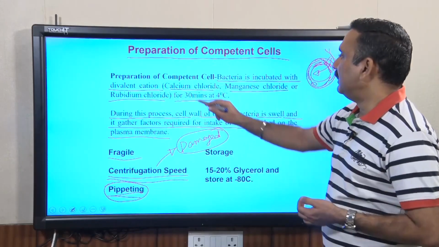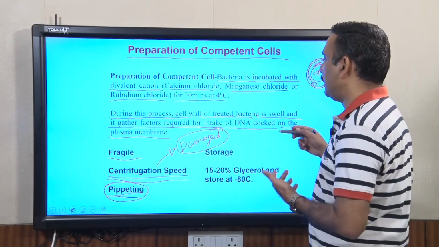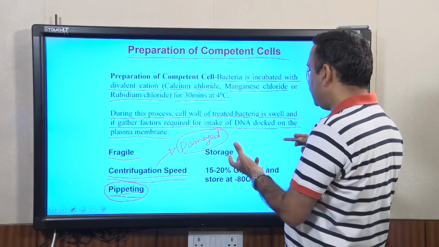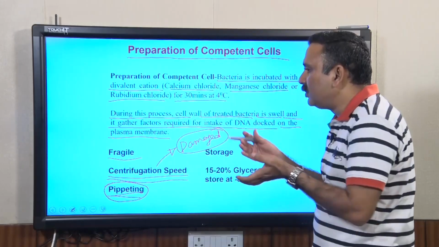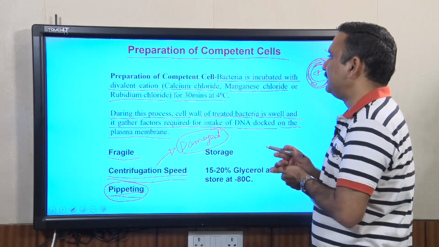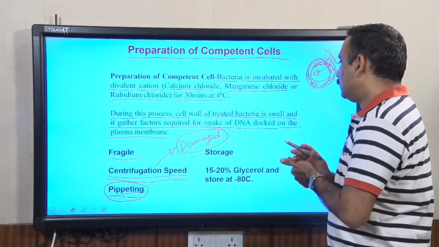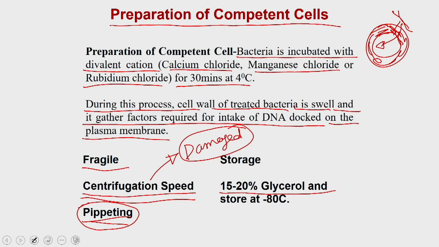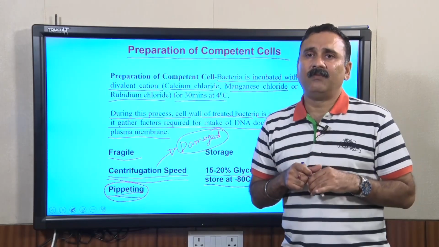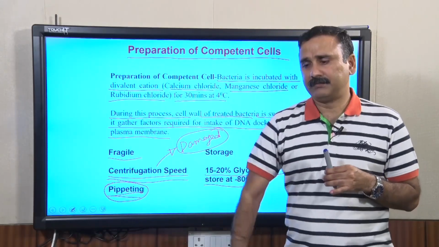Once you prepare these, once you incubate these cells with the divalent cations, they become competent. But you cannot use all the cells in one go, because you are going to prepare a large quantity of competent cells in a single day. So, what you have to do is store these cells in a buffer which contains 15 to 20% glycerol, and then you can store them at minus 80 degrees Celsius, and whenever required, you can take out these cells and use them for the transformations.